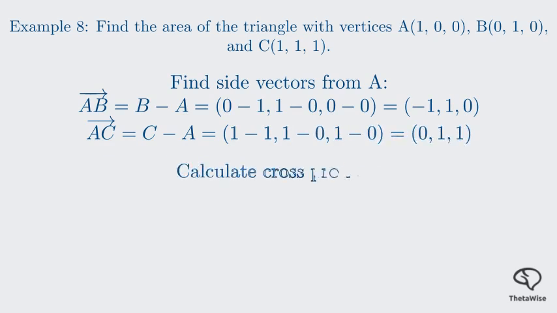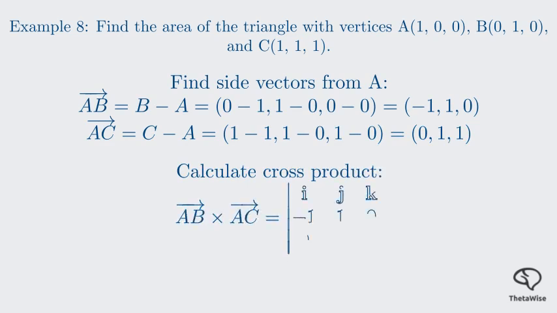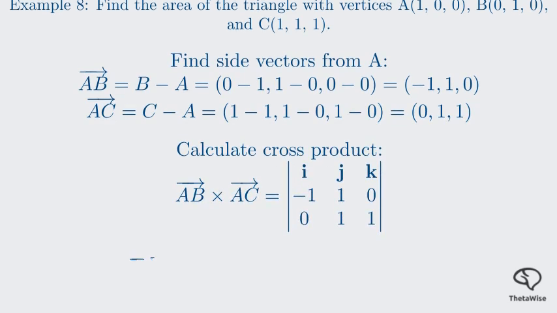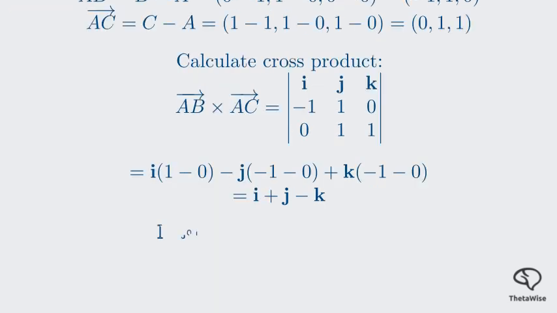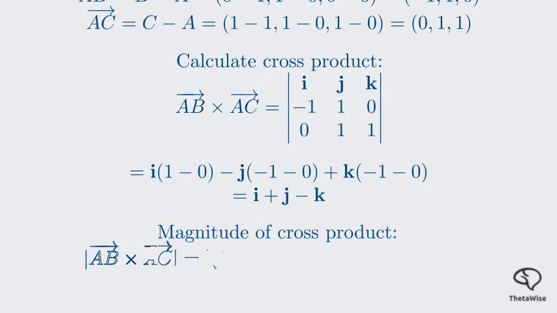Next, we calculate their cross product. Setting up the determinant, we expand it. This gives i times (1 times 1 minus 0 times 1), minus j times (1 times 1 minus 0 times 0), plus k times (1 times 1 minus 1 times 0). The resulting vector is i plus j minus k.